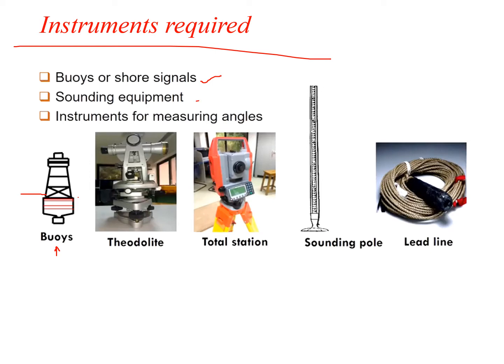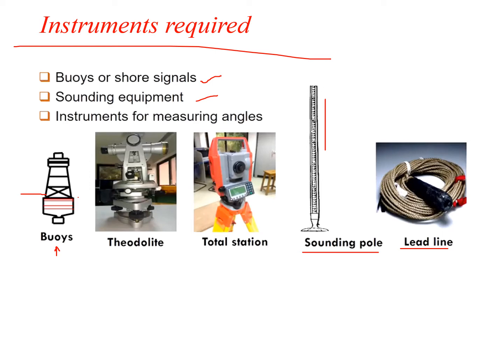The sounding equipment will be a sounding pole or a lead line. Sounding poles are used to measure the depth of water, but only where the water depth is restricted to 5 to 8 meters. Then we use the sounding pole. The lead line is like a string or rope that is lowered down into the water, and the depth can be measured.